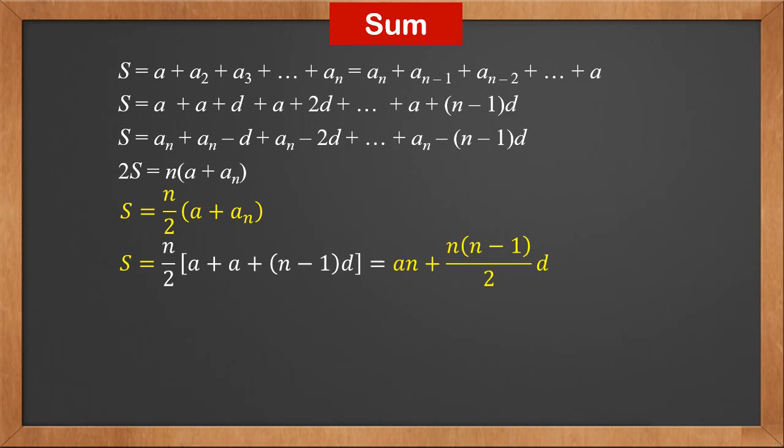Therefore, s is half n times a plus an. an is a plus n minus 1 d. Put it in the formula, we get the second formula for s. It is an plus half n times n minus 1 d. You can use either one of the formulas to calculate the sum, depending on the parameters known to you.